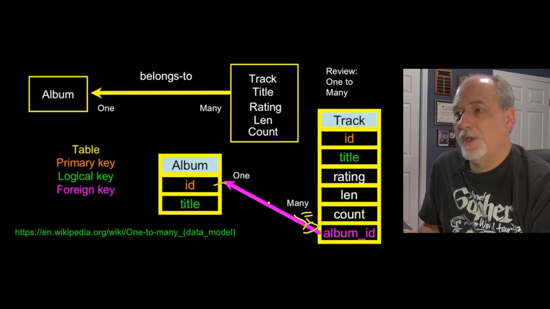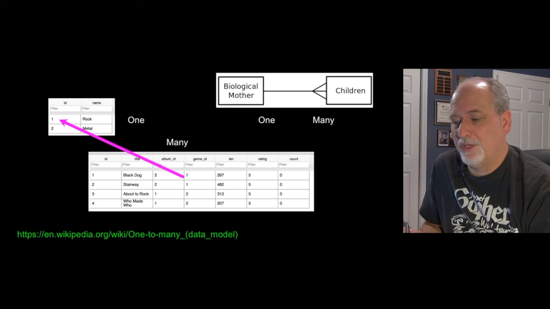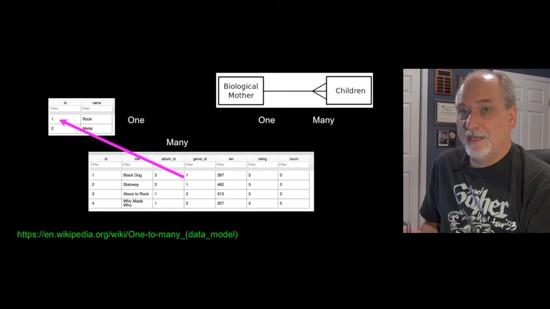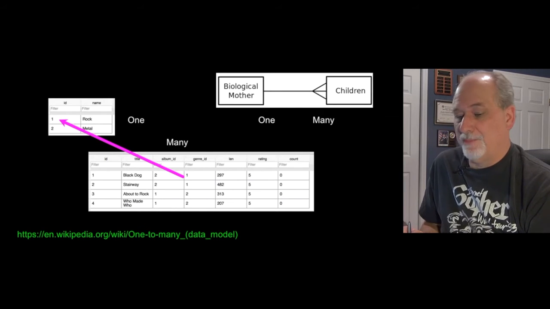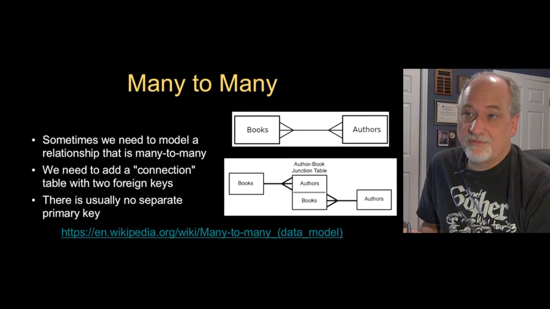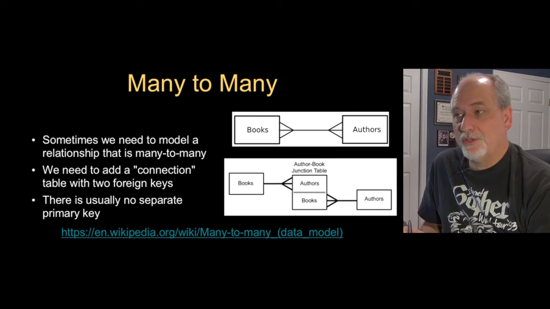But there are times when you just can't model things with a one-to-many relationship. Like if you have a mother and children, that's a many-to-one relationship, and that works fine. But sometimes you have a many-to-many relationship in that there might be many books. One book has many authors, and each author has many books. And so you don't have the one side. There's no one.